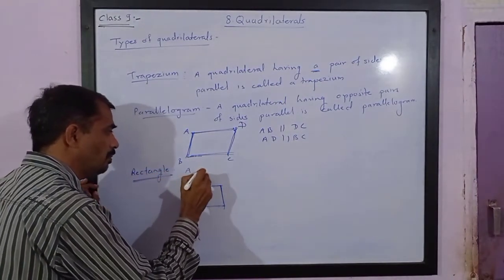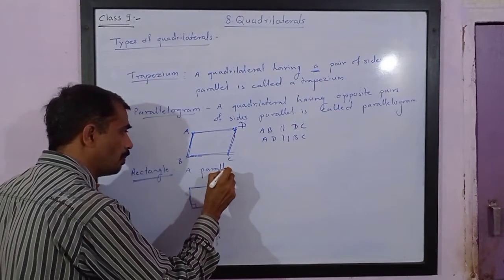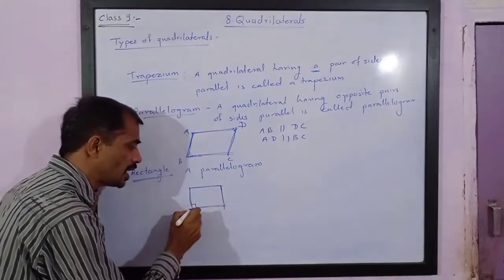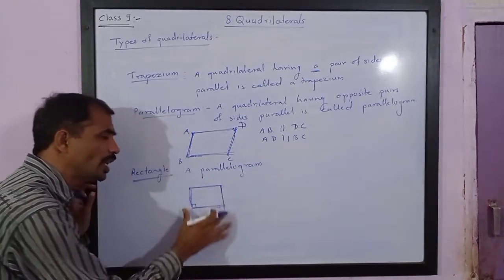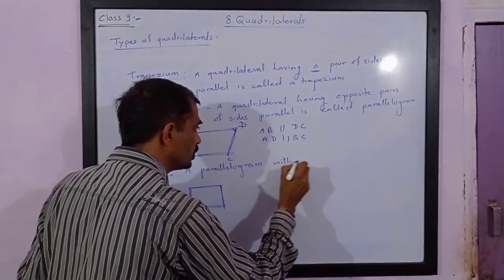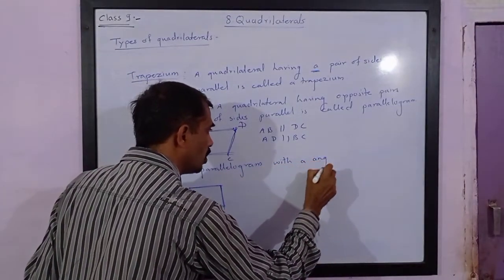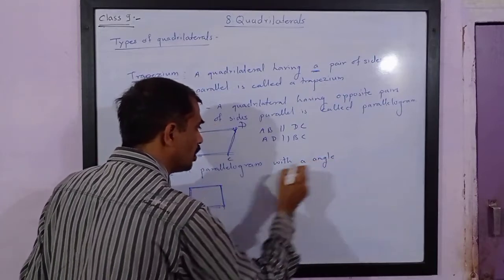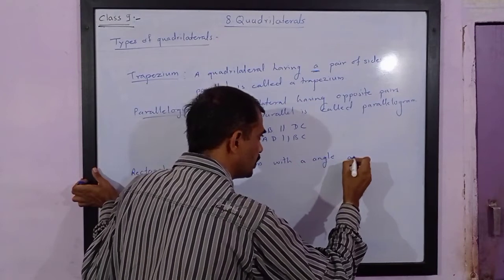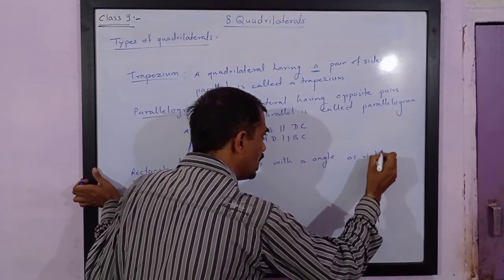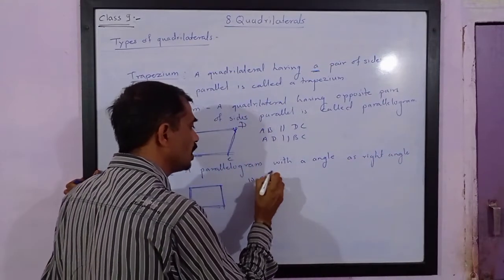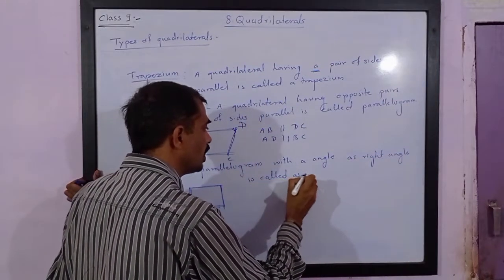So a parallelogram means that opposite sides are parallel. So both pairs of sides are parallel. A parallelogram with one angle as a right angle is called a rectangle.